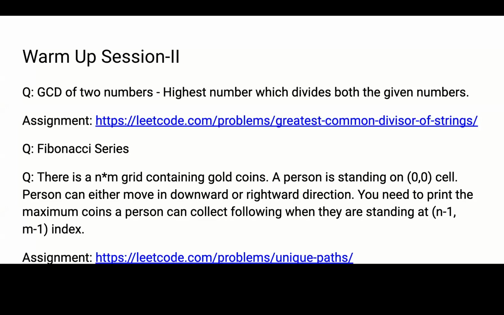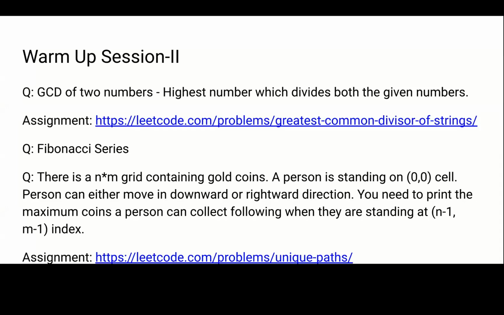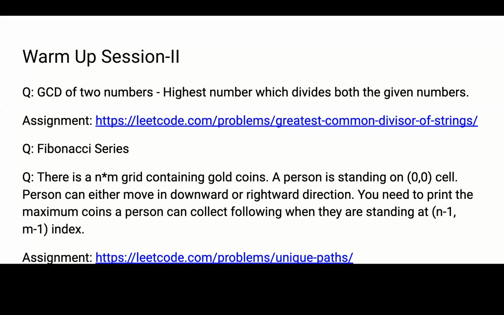So GCD, we have heard this a lot of times. It stands for greatest common divisor. Basically, if there are two numbers given to you and you want to find the greatest number which divides both of them, then that number is known as the GCD, the greatest common divisor. The other word for the same is HCF, highest common factor. So both are the same thing.